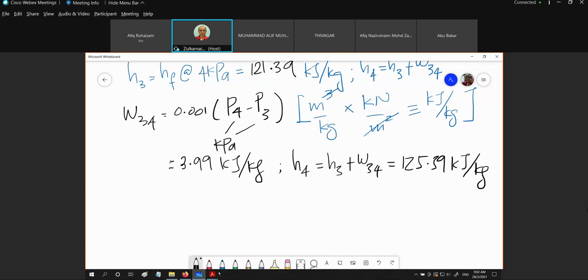But in this case, we don't have the mass flow rate. So what are we going to have? The Wnet, the work that will be given by that cycle, which is equivalent to W12 minus W34. So what is W12? It is equivalent to H1 minus H2. We have the enthalpy already. Can you calculate for me? What is W12?